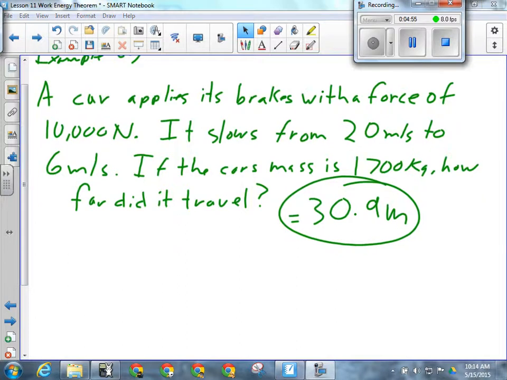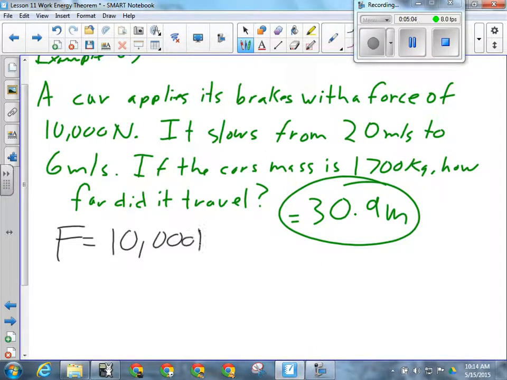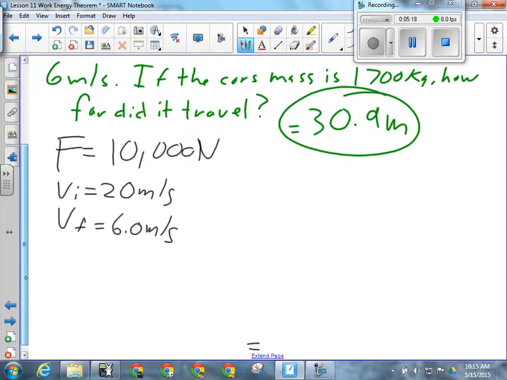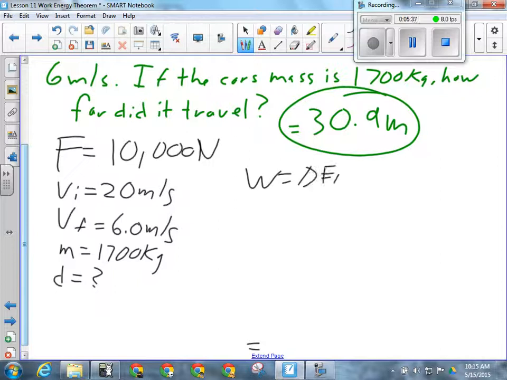On this one, the car applies its brakes with a force of 10,000 newtons, so we know what F is. It slows down from 20 meters per second, so that's our initial speed, to 6 meters per second. If the car has a mass of 1,700 kilograms, how far did it travel? So we're looking for d here. What kind of energy is being changed in this question if it's slowing down? Kinetic. So our work equals the change in kinetic energy.